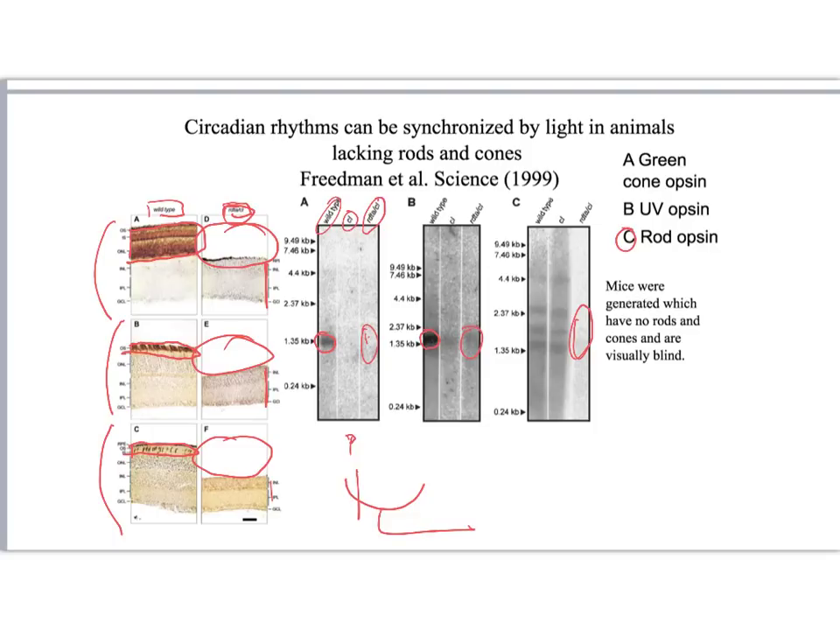There's some maybe leftover expression here for the UV cone, but it's not a big deal because in fact for all the experiments, they make sure they don't have any UV light in their experiments. But in principle, you can trust that this is a very effective way to remove both rods and cones.